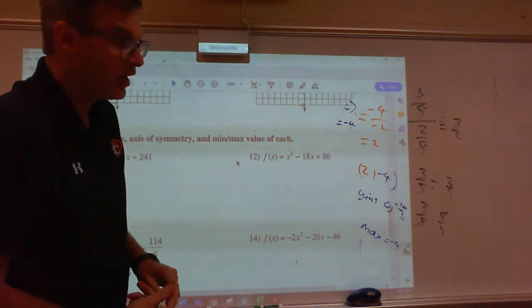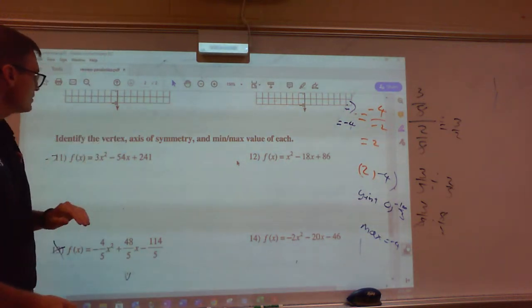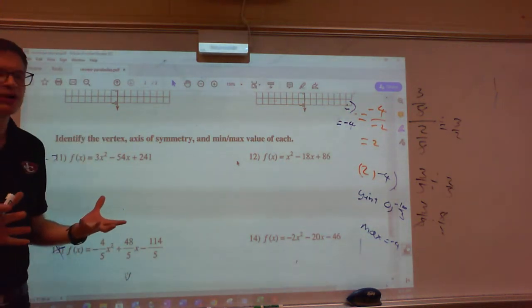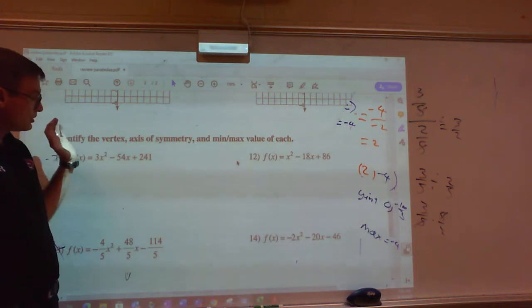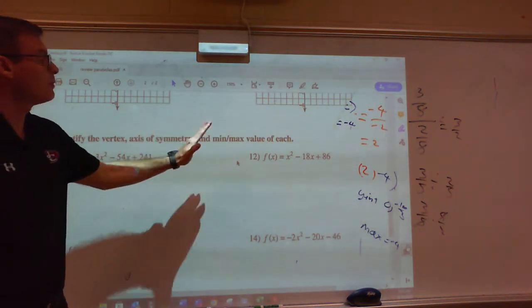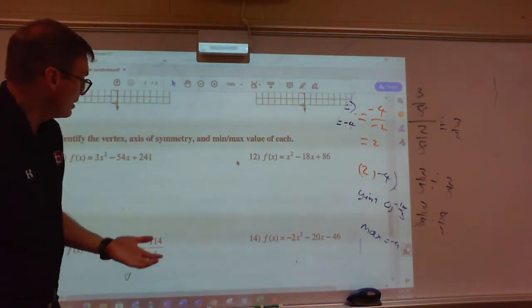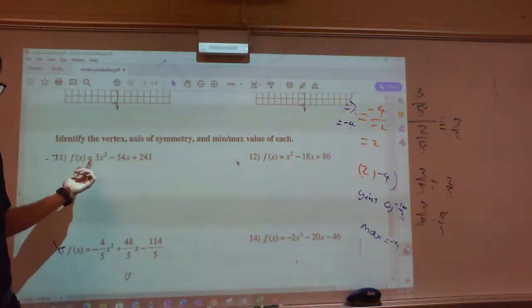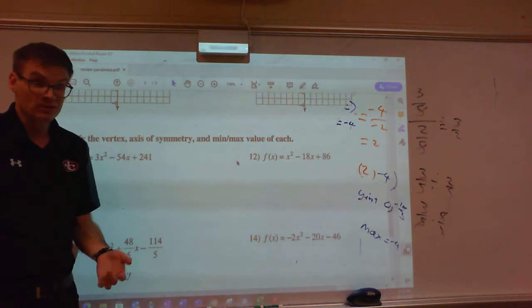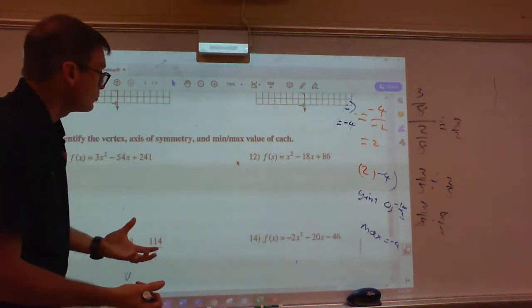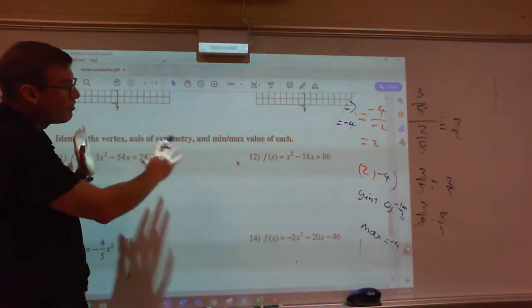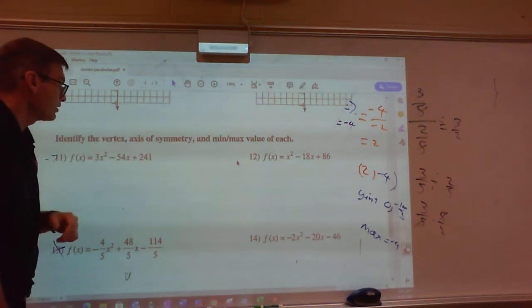But I definitely want to do 11. So this is kind of pulling a lot of what we've talked about today together. It's asking to identify the vertex, the axis of symmetry, and the max and the minimum value. The good news is we don't have to graph because it looks like these numbers are going to be huge, and I don't want to have to plot something with huge numbers. But everything hinges on you finding the vertex.